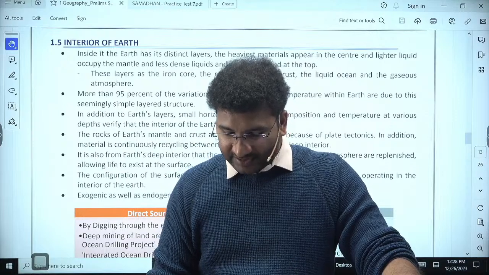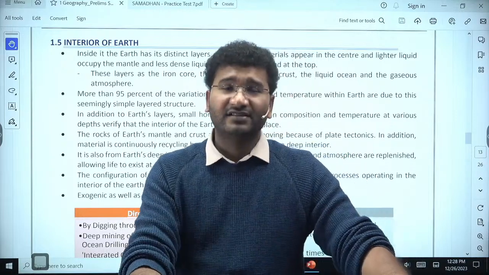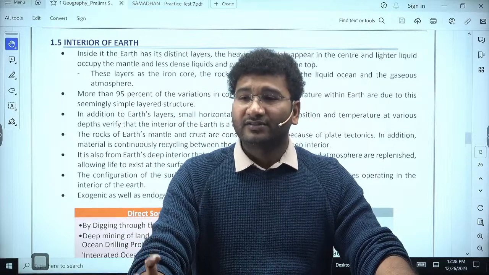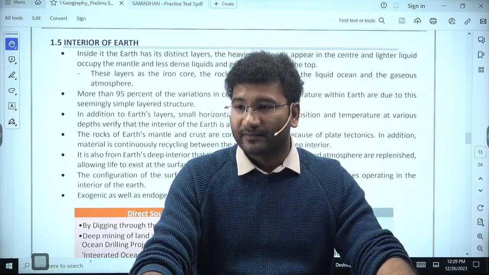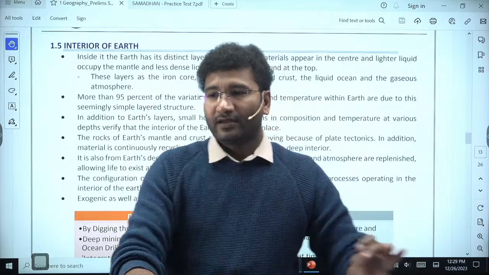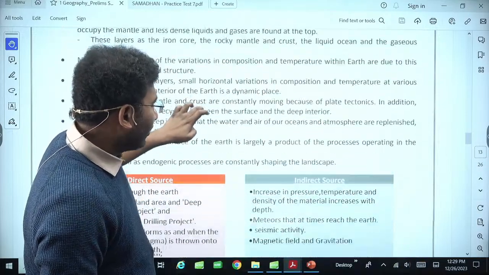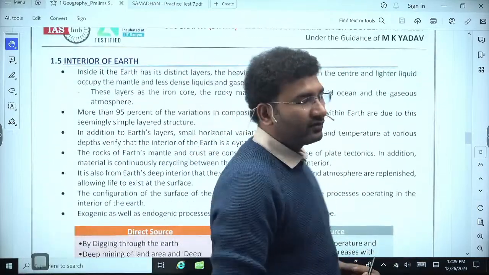So why is Ceres considered to be a dwarf planet? Ceres is considered to be a dwarf planet because it has all the characteristics of a dwarf planet. Now, today we also need to learn about the interior of the Earth.